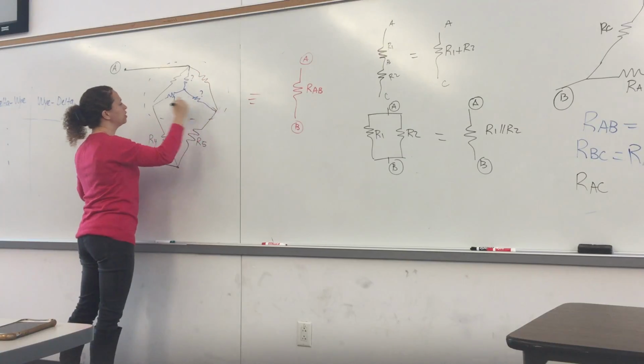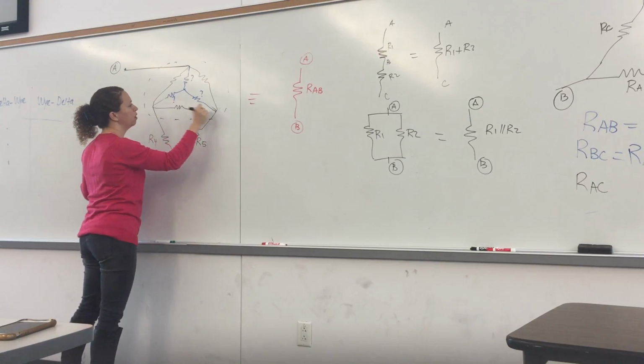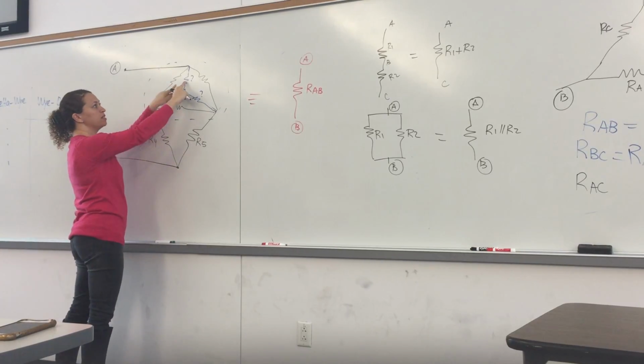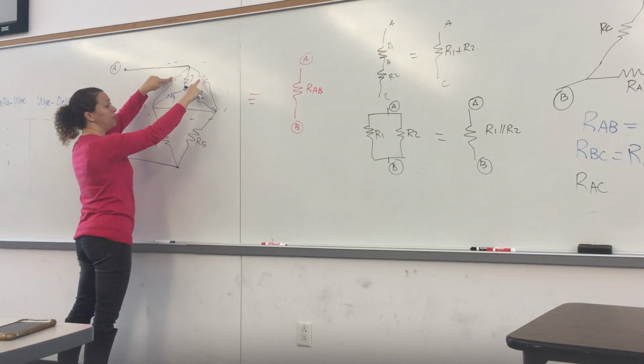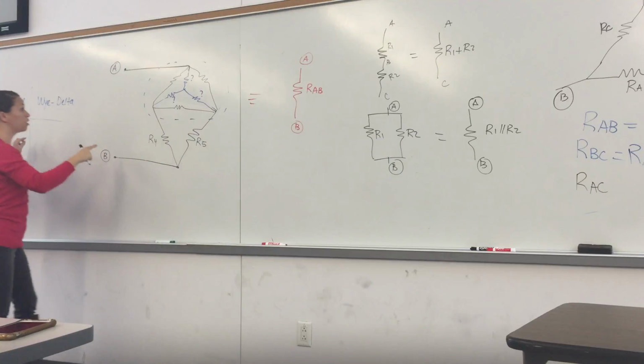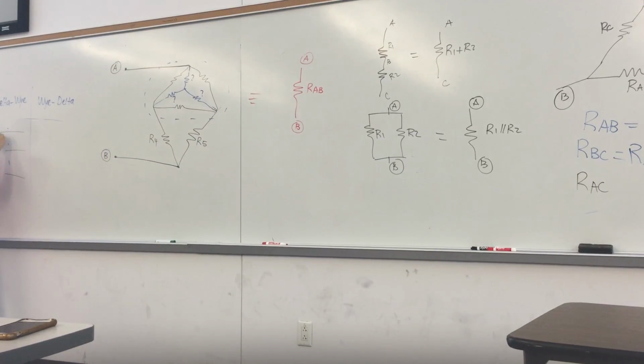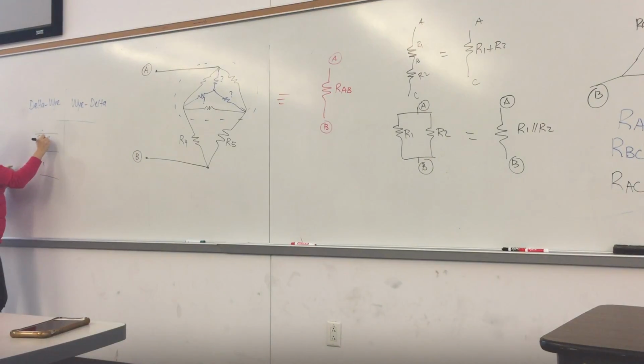When you are going from delta to Y, in order to calculate this resistor, you multiply at the numerator. When you are going from delta to Y, the denominator in each case has RA, RB, RC added together. Okay?